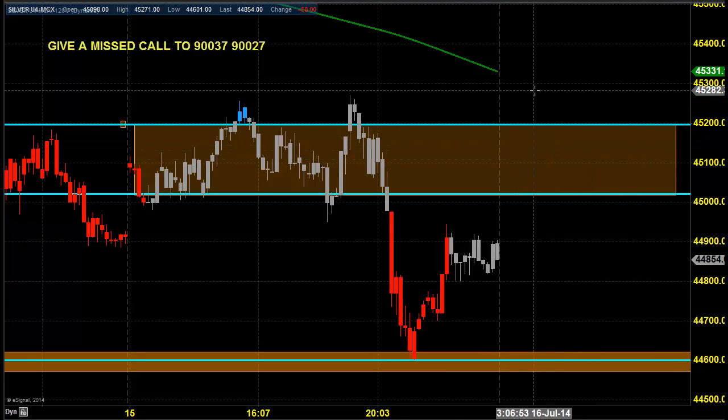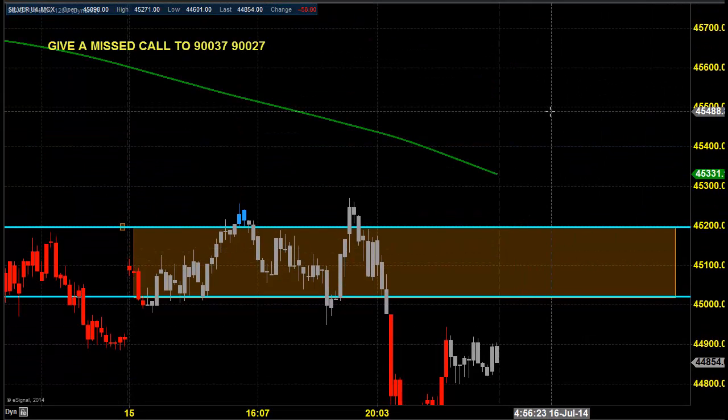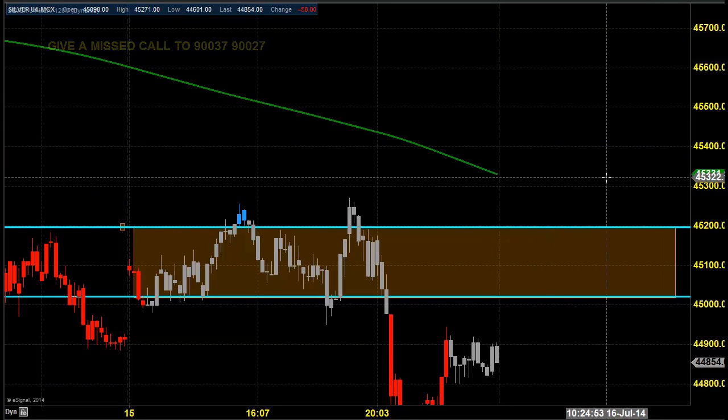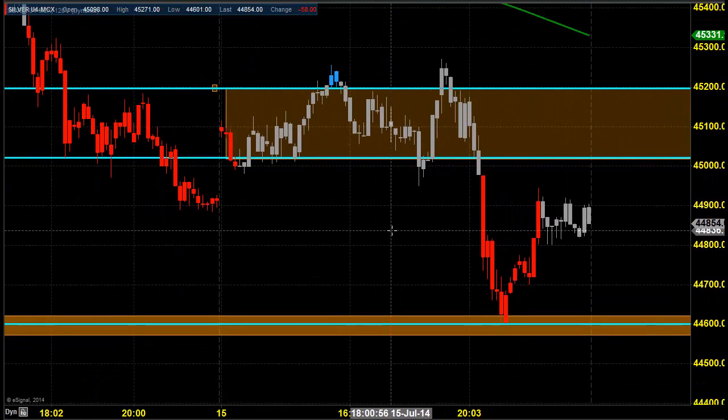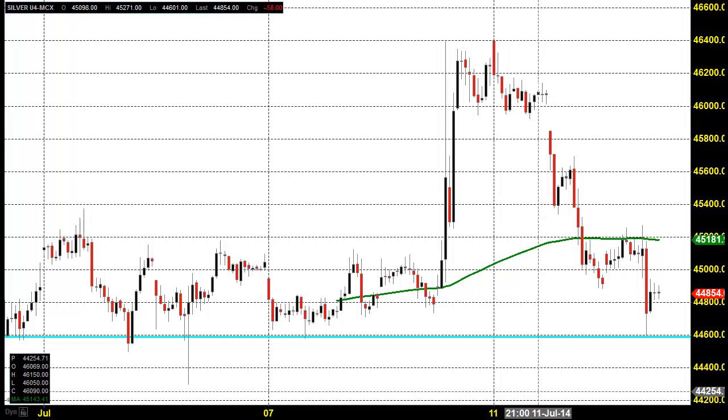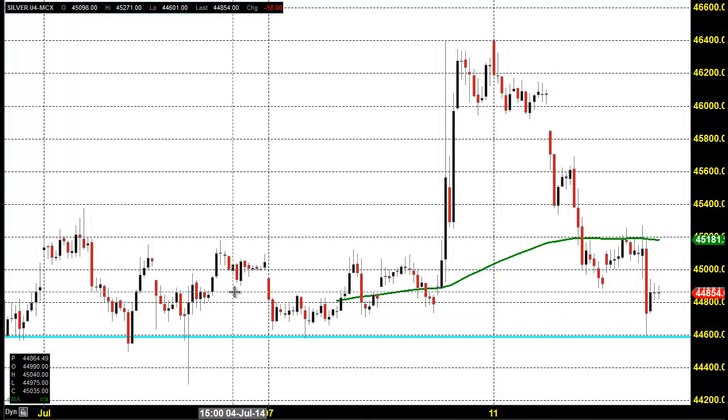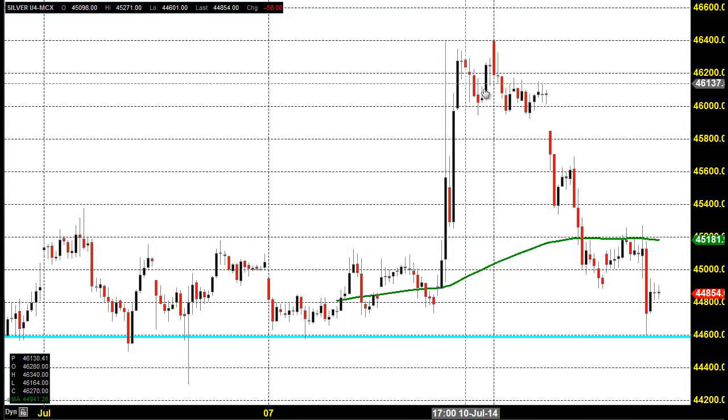But if the price moves above 45,200 and provides a closing, it is going to gain strength for buying. So you should be very careful. In order to confirm that, let us go back and see the 1 hour chart. So this is the 1 hour candlestick. Every candlestick represents one hour.